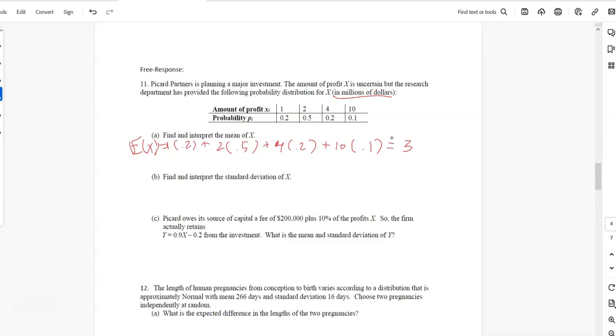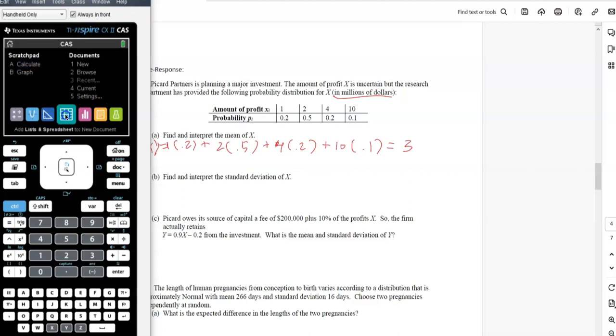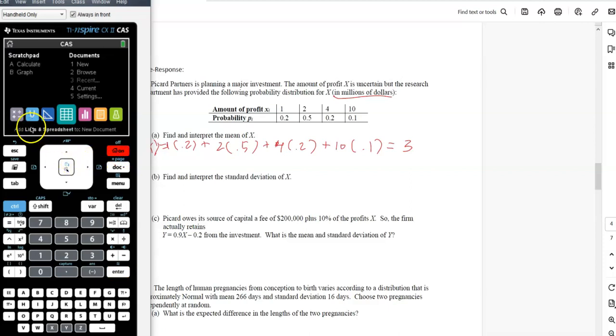I would use your calculator for this personally, so get your calculator out. We're going to type in the lists here, so we're going to go to lists and spreadsheet, and we'll call the first one profit, and the second one we're going to call probability. So 1, 2, 4, and 10, and then 0.2, 0.5, 0.2, 0.1.